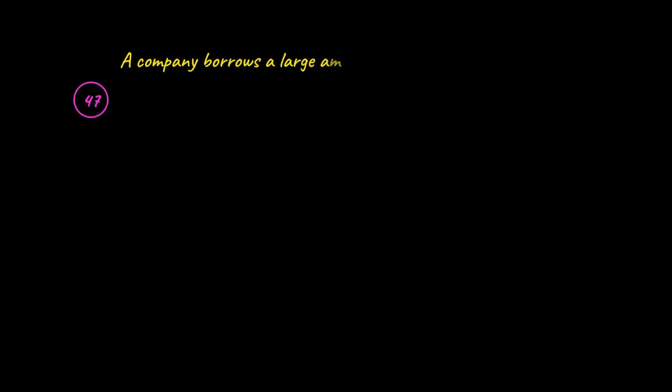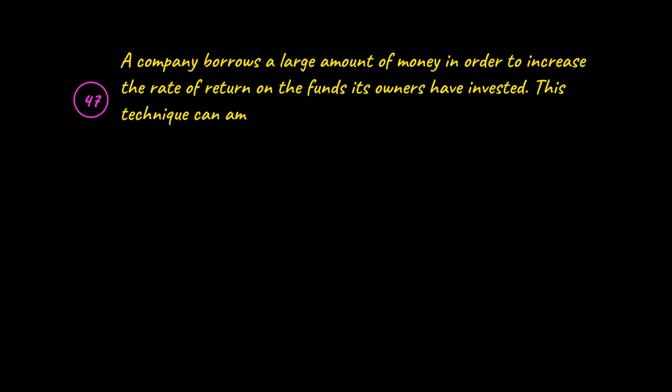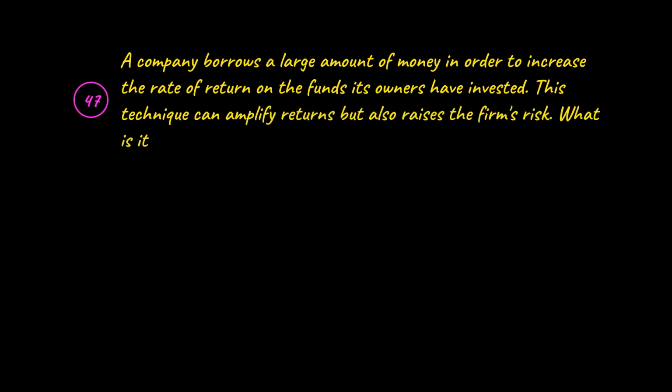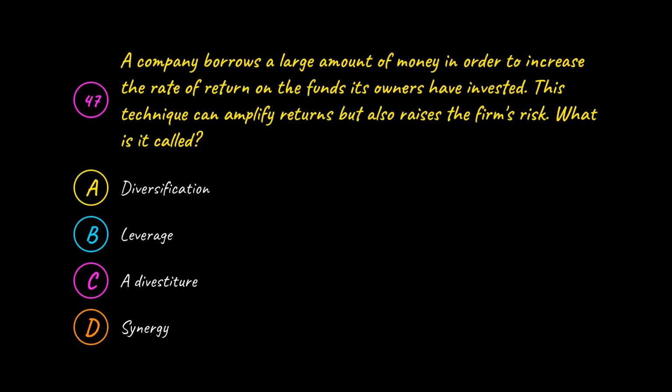Question 47. A company borrows a large amount of money in order to increase the rate of return on the funds its owners have invested. This technique can amplify returns but also raises the firm's risk. What is it called? Your options are A. Diversification, B. Leverage, C. A divestiture, D. Synergy. Don't overthink it. Which one feels right?